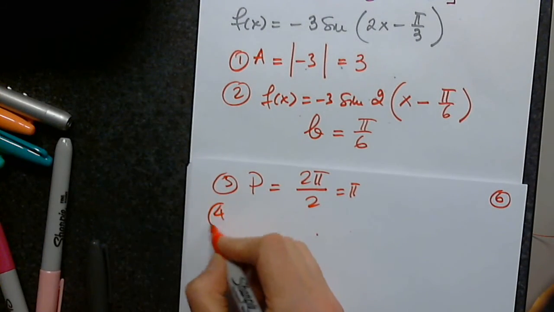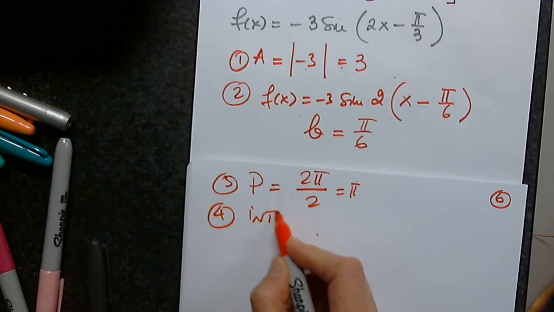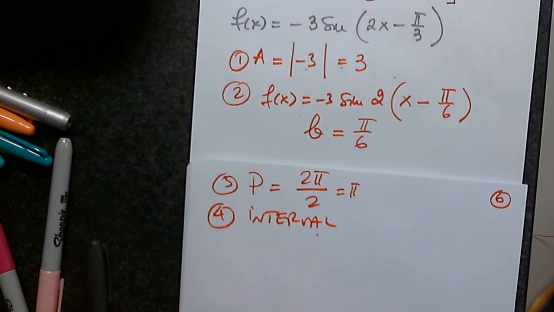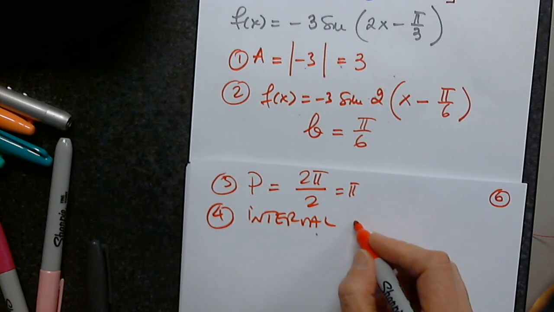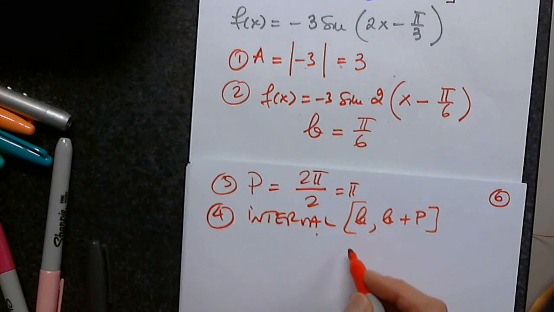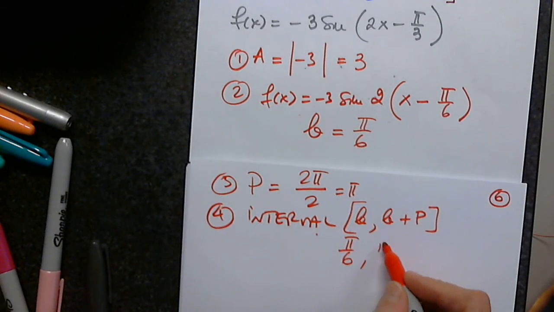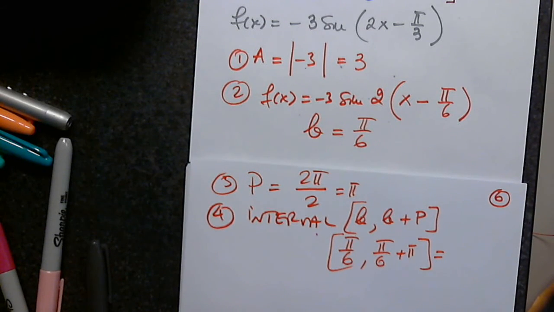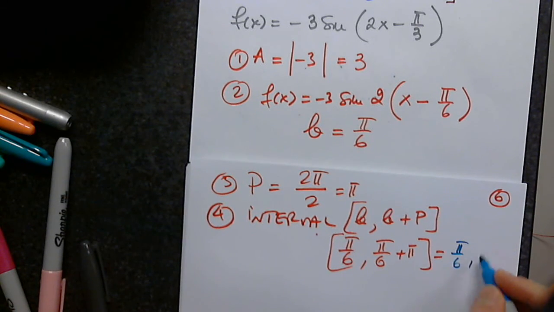Finally, number 4, I'm looking for the interval. The interval I need for a complete graph will be, one more time, b comma b plus the period. B is pi over 6. It would have been negative pi over 6 if I had positive here. And pi over 6 plus pi. This is the interval that will give me a complete graph. 7 pi over 6. So this is pi over 6 comma 7 pi over 6.